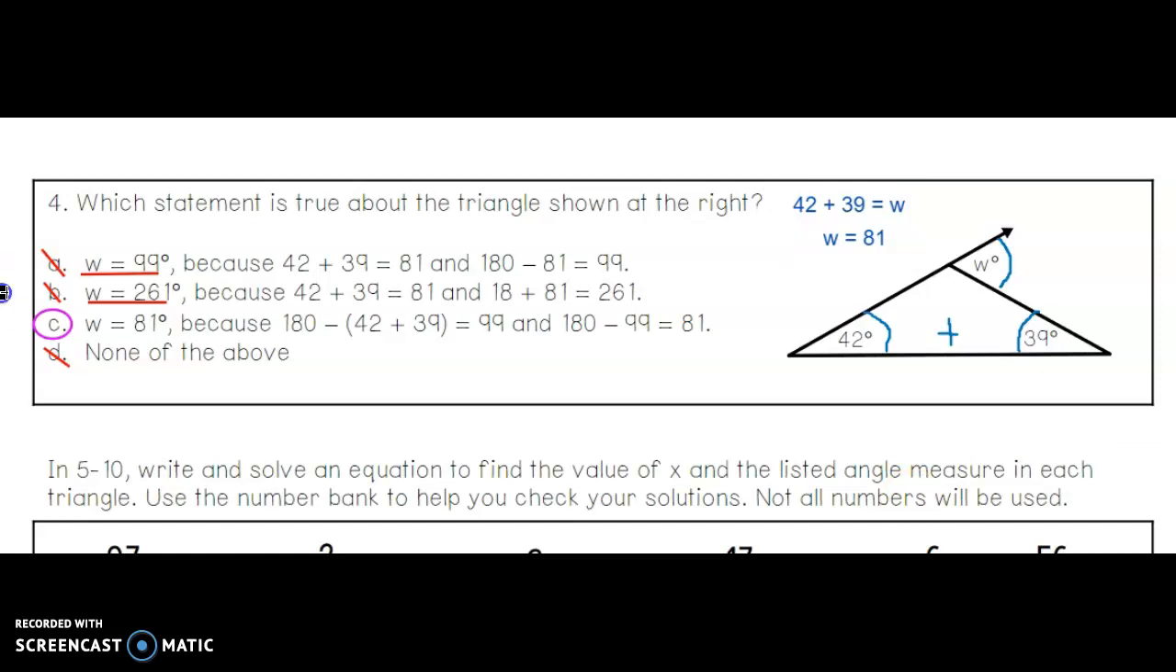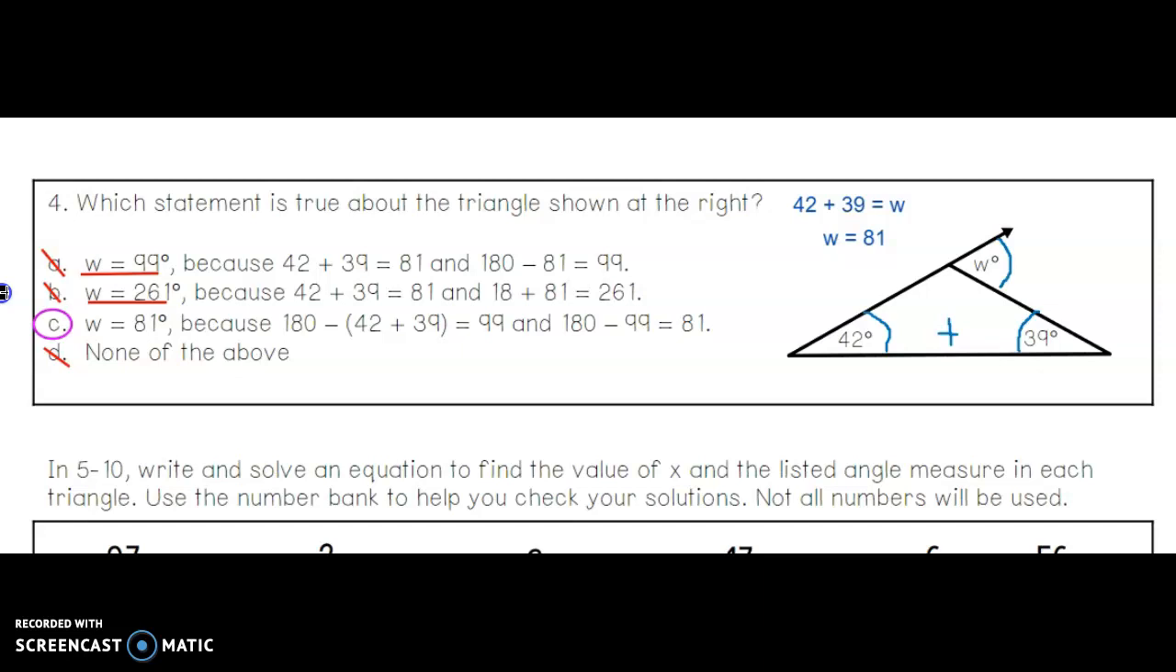Now let's take a look at our multiple choice answers. A, W equals 99. Nope. W equals 81. We've already done the work, so I can eliminate that answer option. B, W equals 261 degrees. Nope, we can eliminate that one. C, W equals 81 degrees. Yes, this is true. But now let's read the proof. Let's read the explanation to make sure it's accurate. Because 180 subtract 42 plus 39 equals 99.